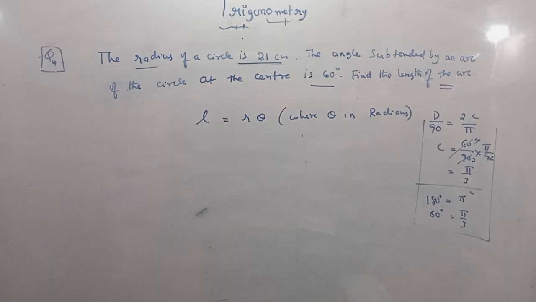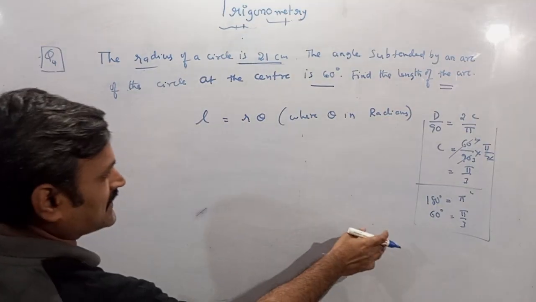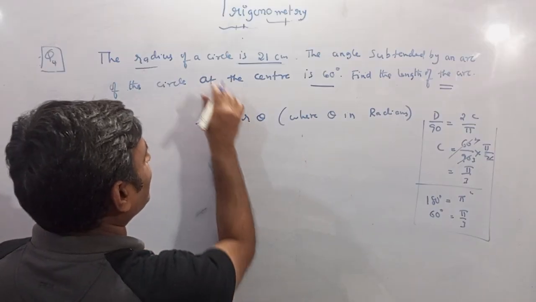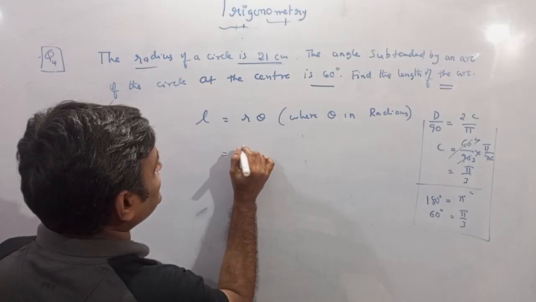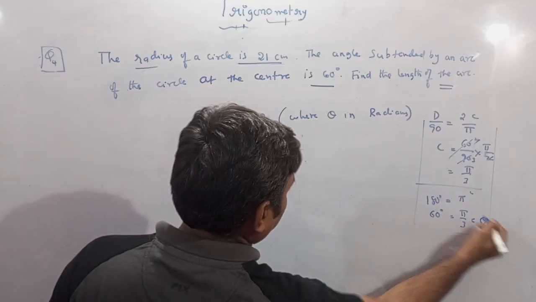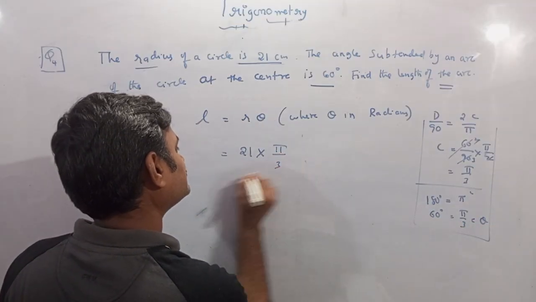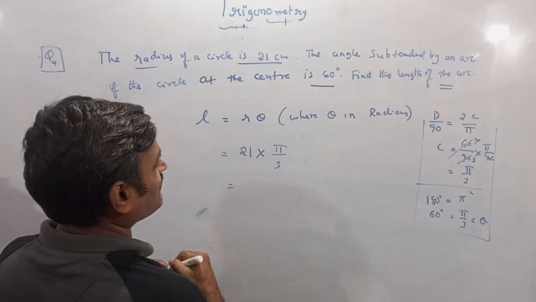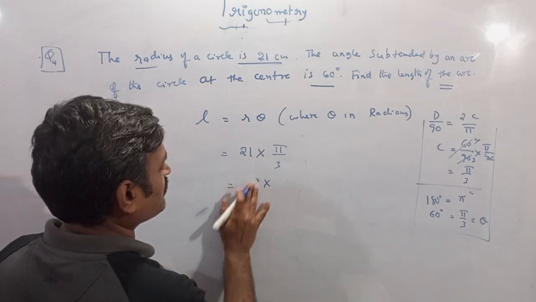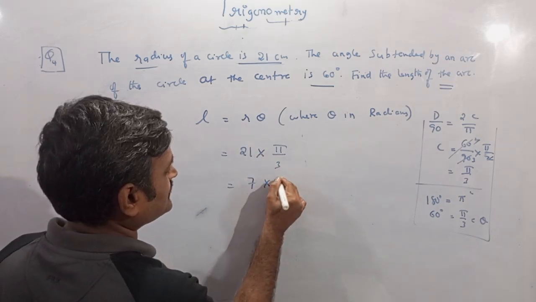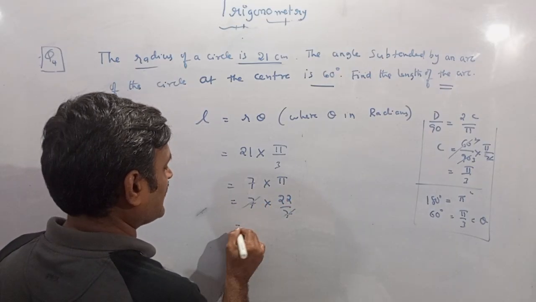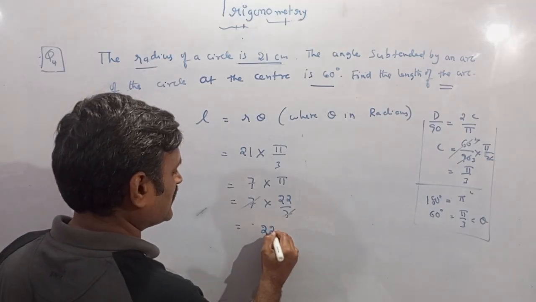So in these two formulas, you can use either to get the radians answer. Now you substitute this radians answer here. What is R? R is 21, and the theta value is pi by 3. But we know that the pi value is 22 by 7. So you simplify this: it becomes 7 into pi, and pi is written as 22 by 7. The 7 got cancelled. The length will become 22 centimeters.